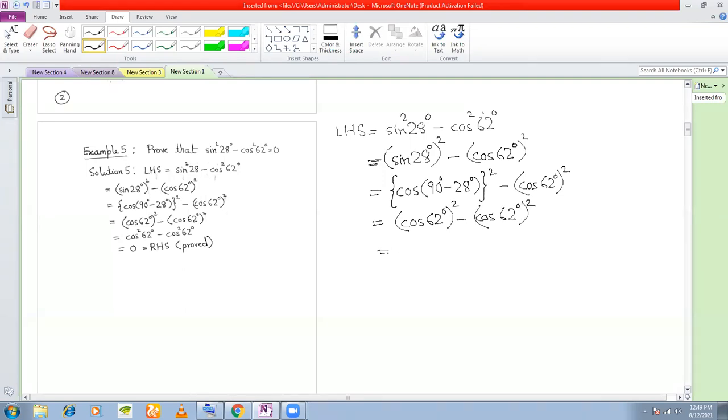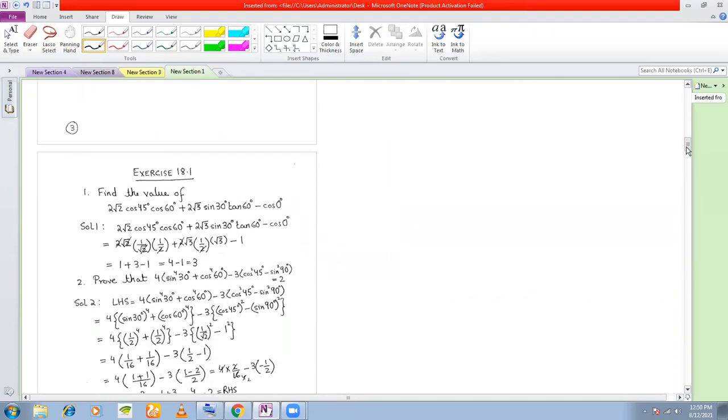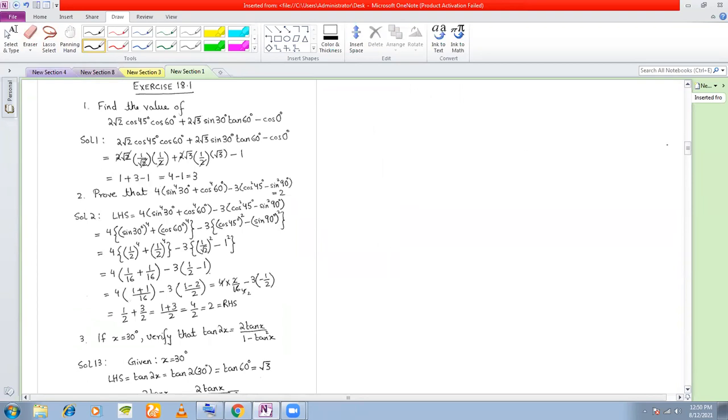Now you can write here 0 because both will cancel each other. Or what you can do is, you can first write this as cos square 62 and write this as cos square 62, and then you can write 0. Clear? Yes, sir. We'll move on to the next one.